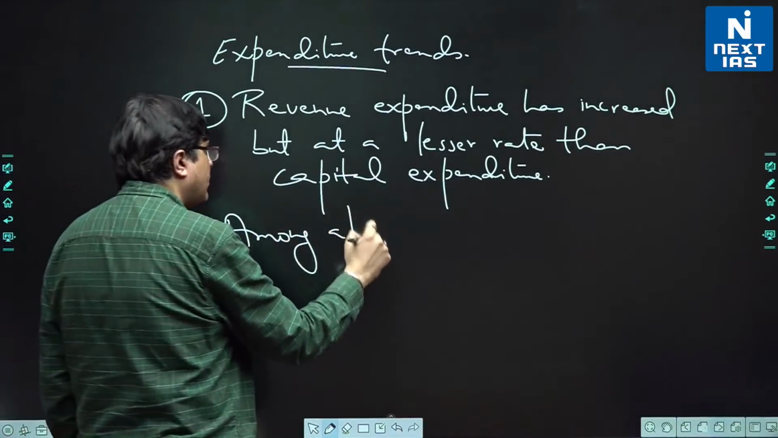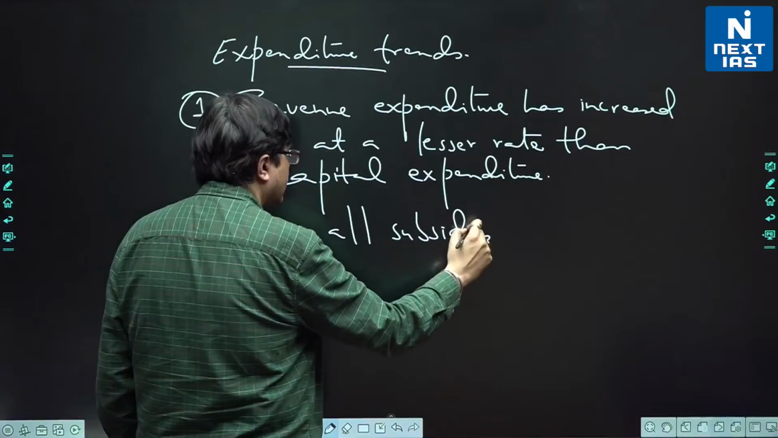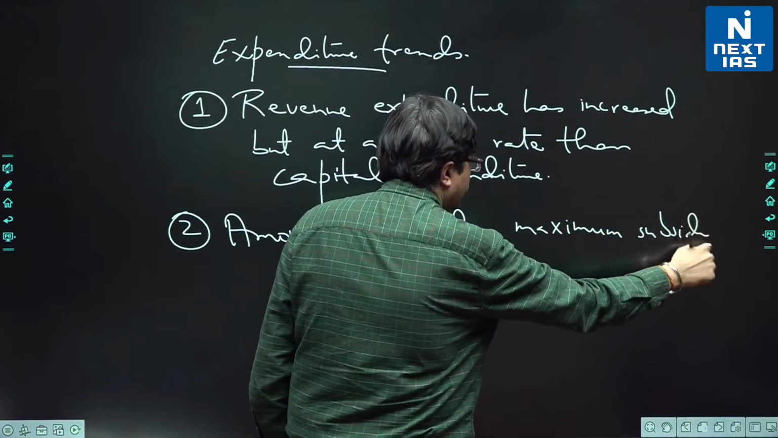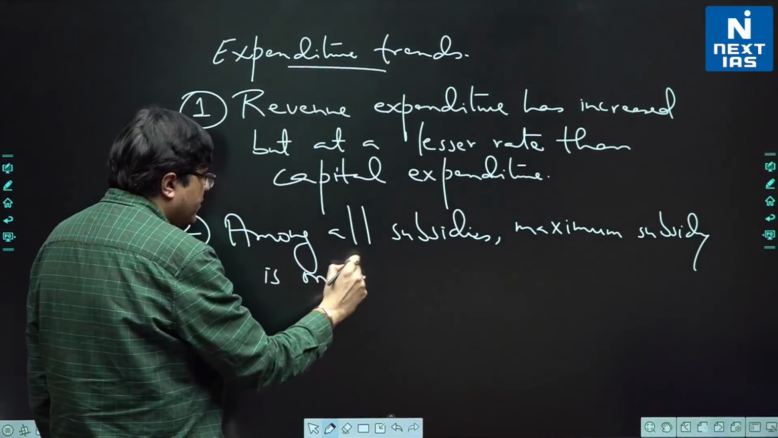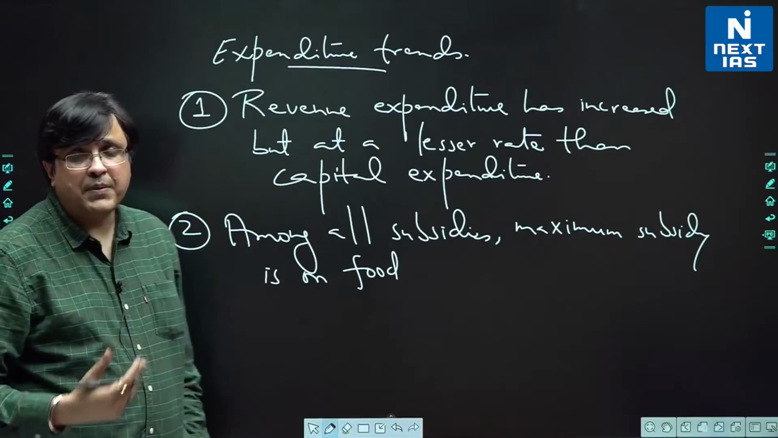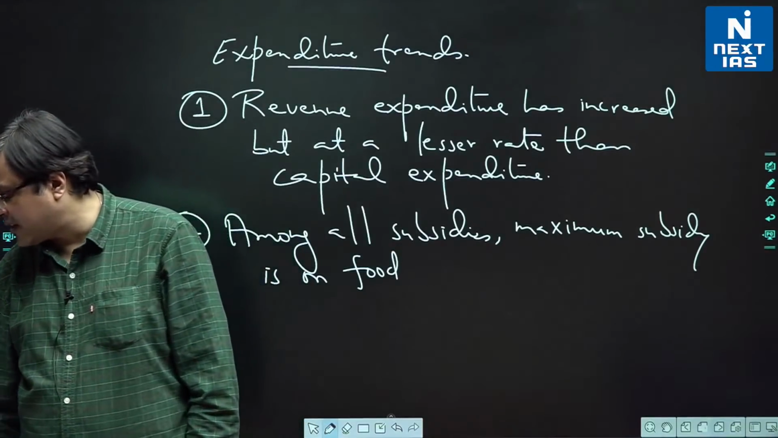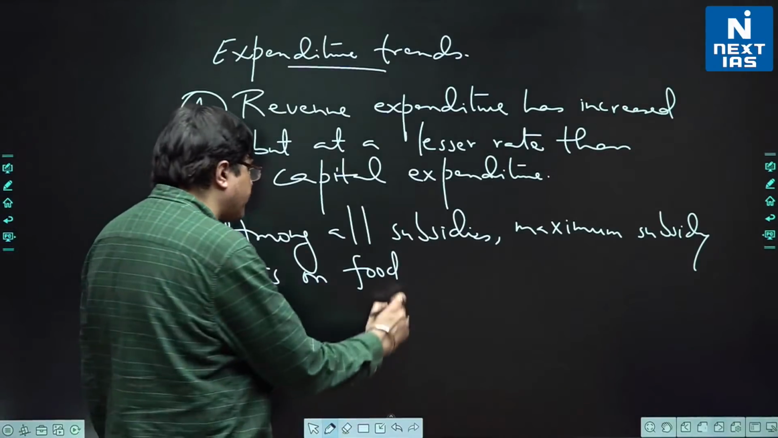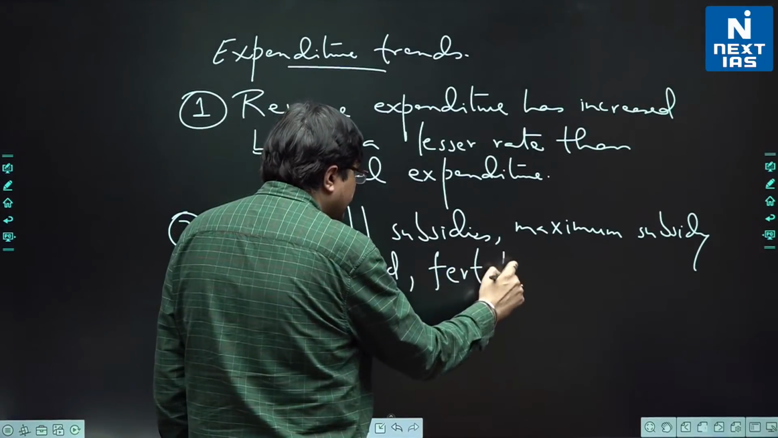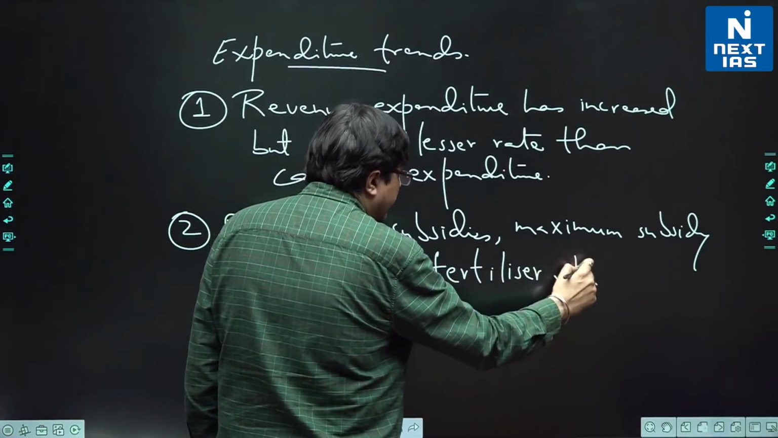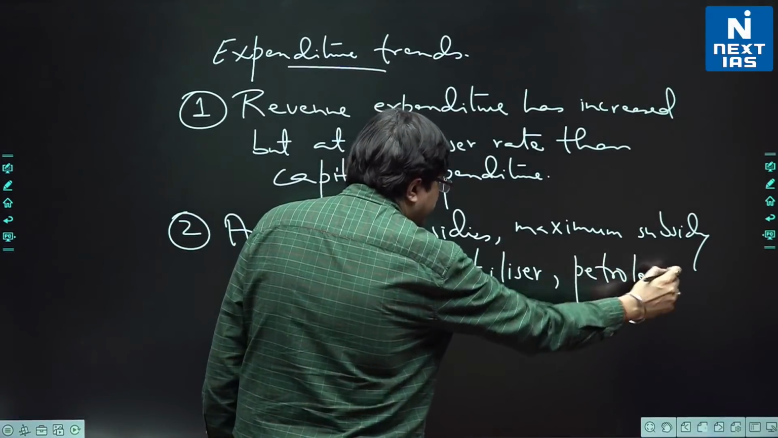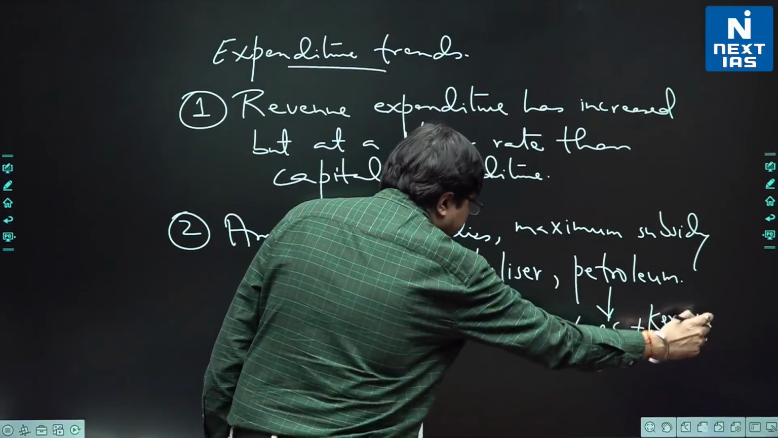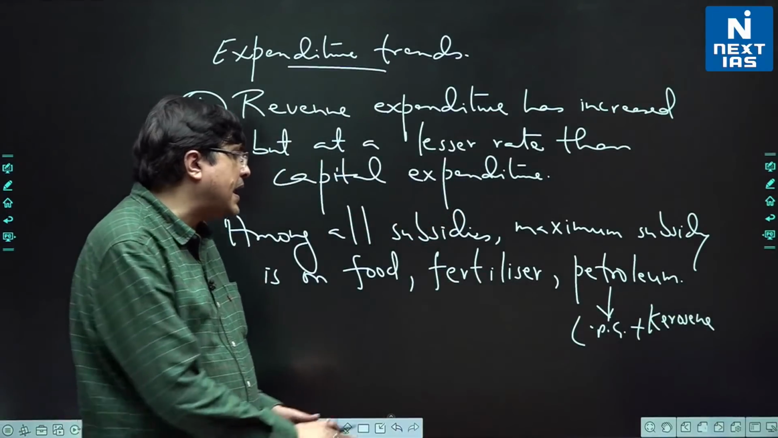Also remember, among total subsidies given, among all subsidies, maximum subsidy is on food, and this I'm using the budget. I'm not only using economic survey, because economic survey gives us numbers till only November. So I'm using the budget here. So maximum subsidy is on food, then fertilizer, and then petroleum. Now petroleum subsidy is mostly on LPG and kerosene, and that is very low now, to the extent that government plans to phase this out.